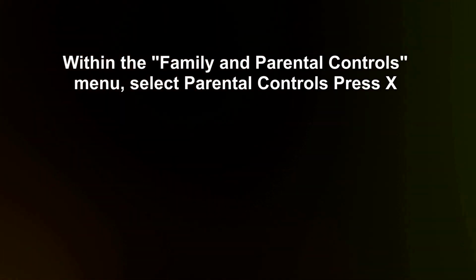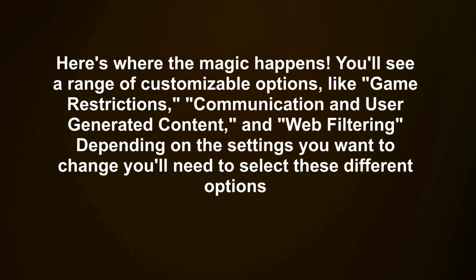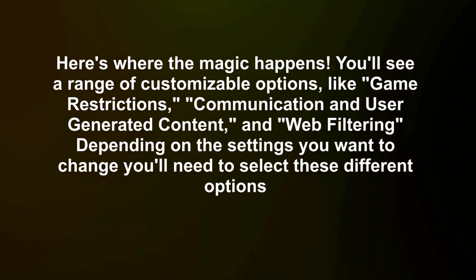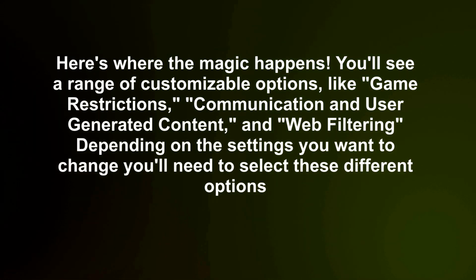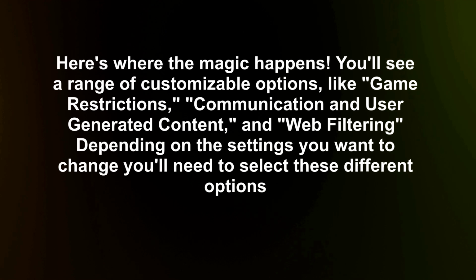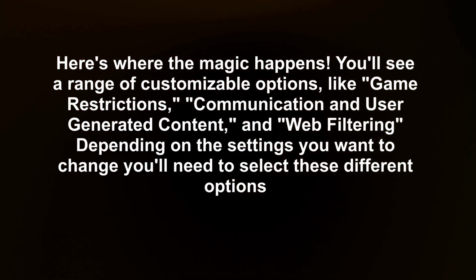Within the Family and Parental Controls menu, select Parental Controls. Press X. Here's where the magic happens. You'll see a range of customizable options, like game restrictions, communication and user-generated content, and web filtering. Depending on the settings you want to change, you will need to select these different options.